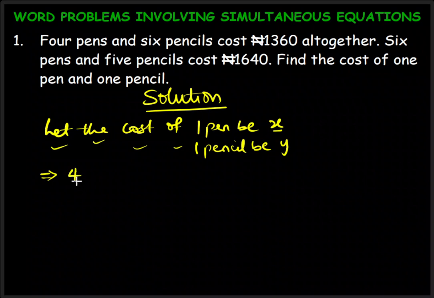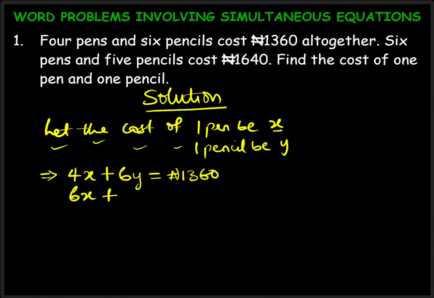So let's continue. We have 4X, that's the cost of 4 pens, plus the cost of 6 pencils. One pencil is Y, and then the cost of 6 pencils will be 6Y, and that's equal to 1,360 naira. Alright, so then we go to the second statement. 6 pens and 5 pencils. 6 pens, that's 6X, plus 5 pencils, that's plus 5Y, will give us 1,640 naira.